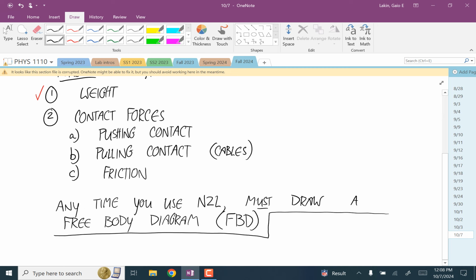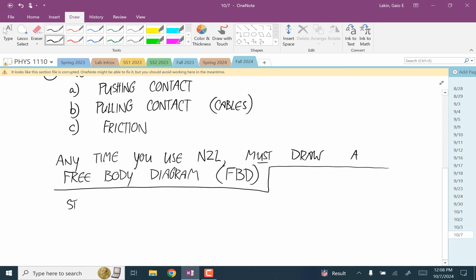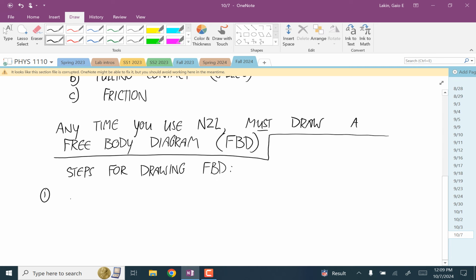And the meaning of that is you take the object that you're considering out of the context of its surroundings and you make just a simple diagram of it with the forces on it. And for complicated problems, it makes it a lot easier to go to your calculations after that. So here are the steps that I want you to follow for drawing a free body diagram. Okay, first, draw a closed outline of the chosen body.